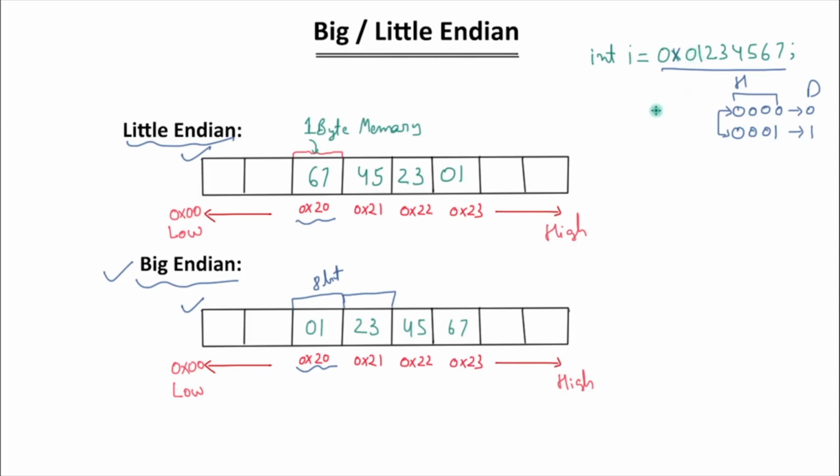Okay, 0 means 4 times zeros, so it will fill 4 times zeros. After that, it will see 1, then it will fill 3 zeros here and then 1. So like that it will fill. And this seems to be a pretty obvious case, but in Little Endian it is reversed.